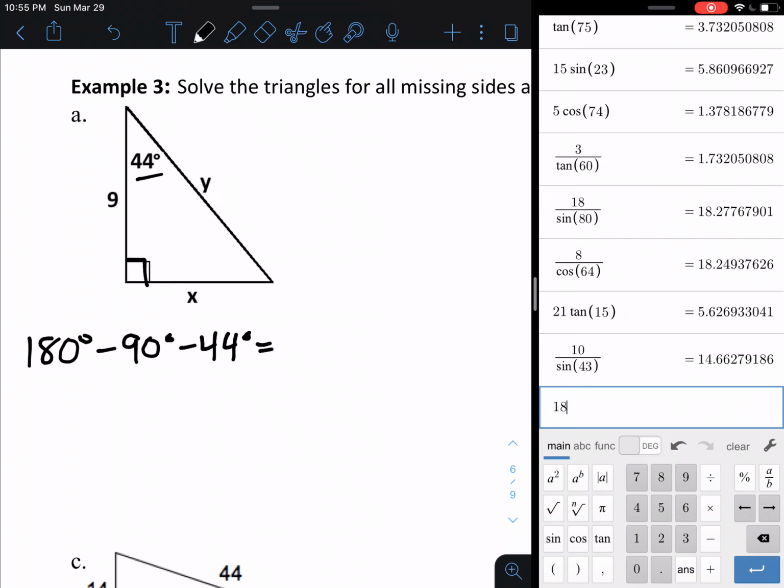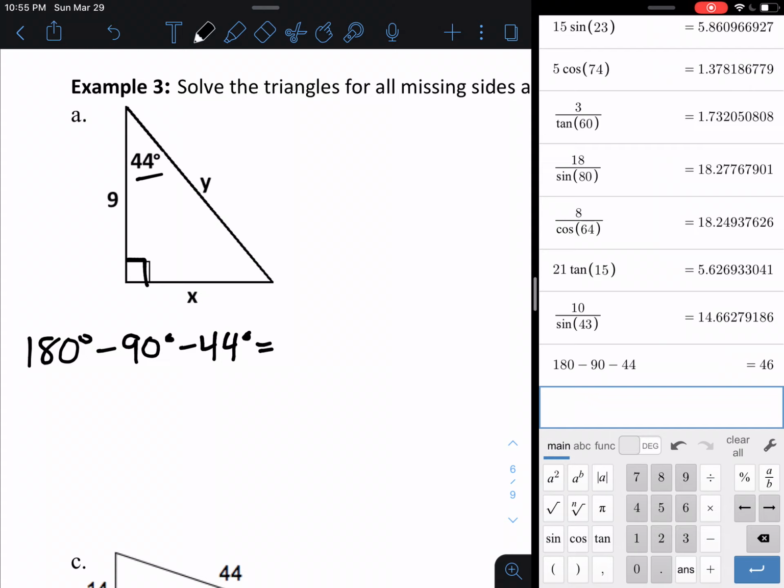You could probably do this one in your head. I'll just go ahead and type it in real quick though. So 180 minus 90 minus 44 is 46 degrees. So there would be your missing angle. So don't forget to also do angles. Now we need to find our missing sides. So again, even though we know this is 46, we're not going to use it. We're just going to use the 44 and the 9 that we were given at the very beginning.